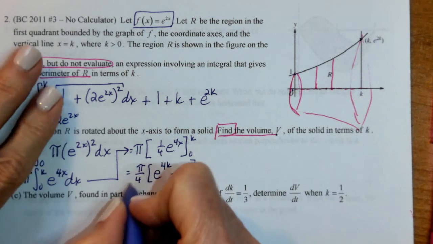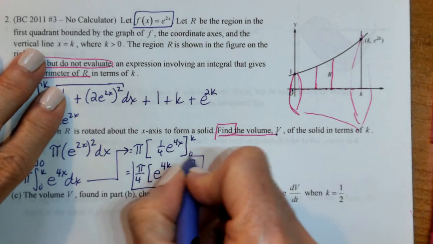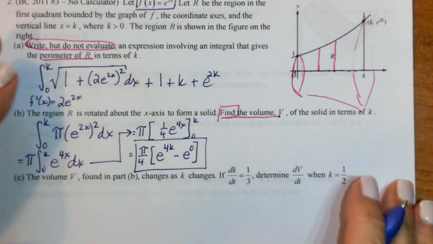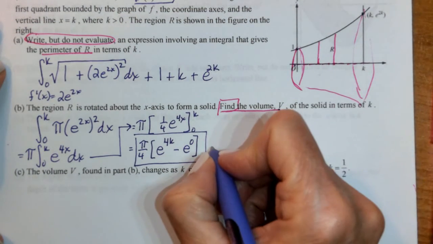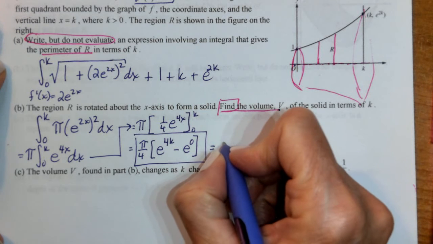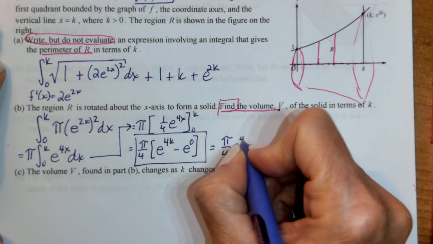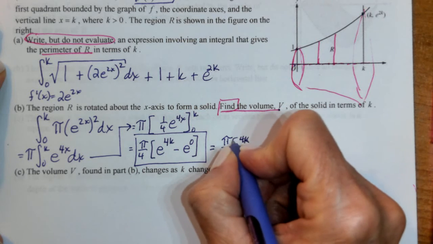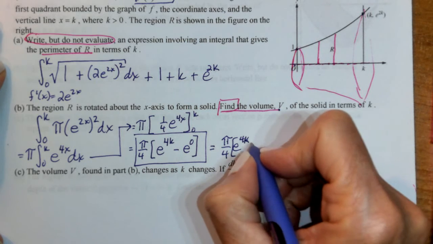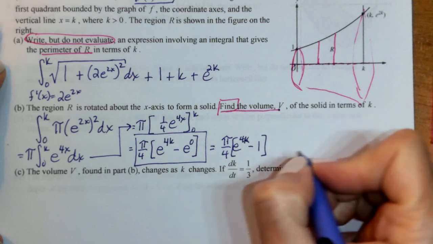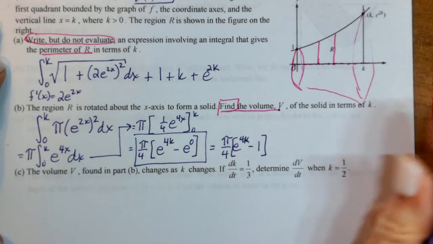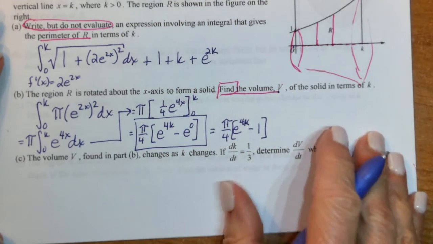That would be a safe stop spot. I always advise you to safe stop. So I will safe stop there. If you just can't stand it and you have to go forward, make that e to the 4k, pi over 4 times e to the 4k minus 1. We could also distribute the pi over 4 through, but why?